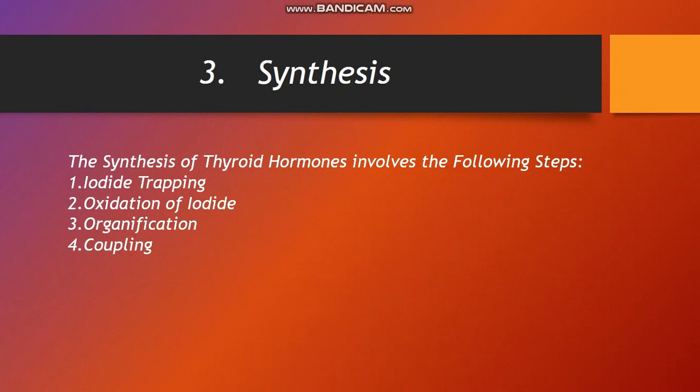Synthesis. The synthesis of the thyroid hormones involves the following steps: iodide trapping, oxidation of the iodide, organification, and coupling. One thing should be very clear, that the amino acid which is very important in the synthesis of T3 and T4 is doubtlessly tyrosine, which is also of significance in the formation of catecholamines, that is epinephrine, norepinephrine, and dopamine. It's a basic material for the synthesis of the thyroid hormones.